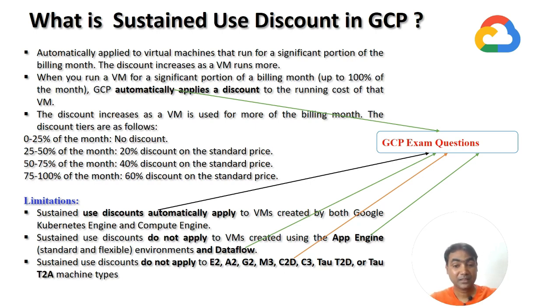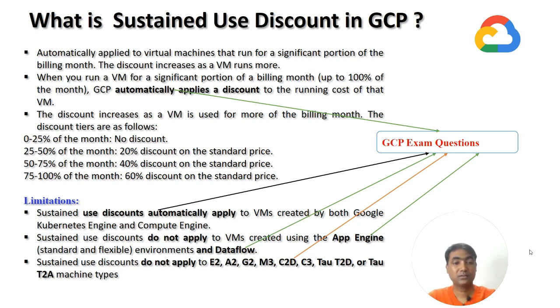The discount tiers are as follows: for 0 to 25% of the month, there is no discount offered by GCP. As you can see here, for 25 to 50% of the month, there is a 20% discount on the standard price; for 50 to 75% of the month, a 40% discount on the standard price; and for 75 to 100% of the month, a 60% discount on the standard price. All of this depends upon GCP.